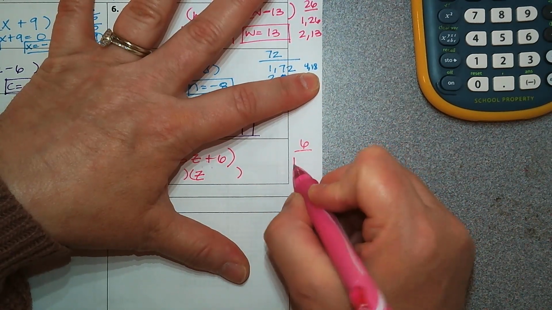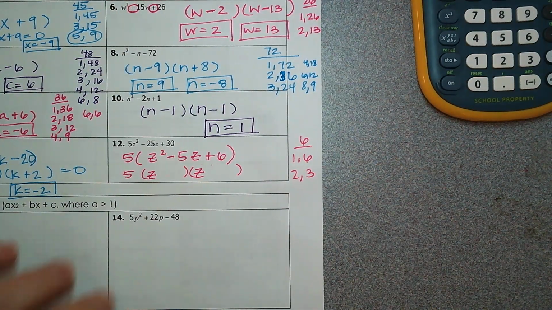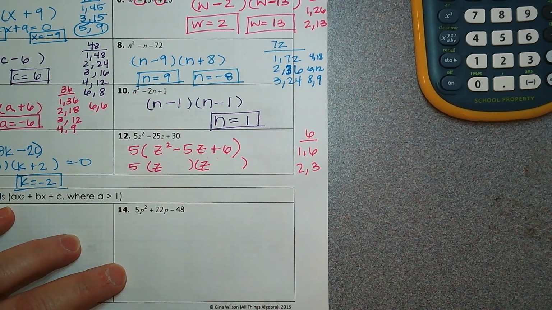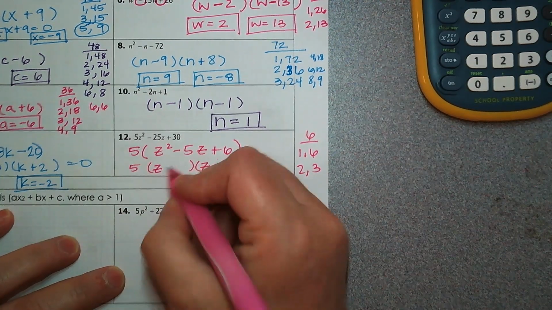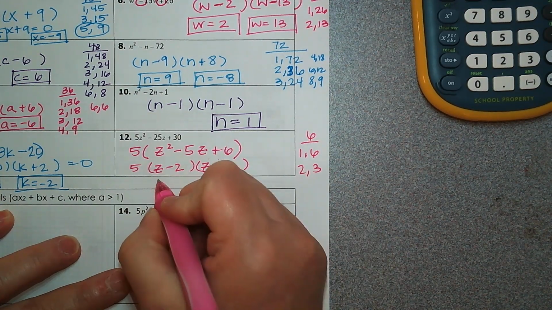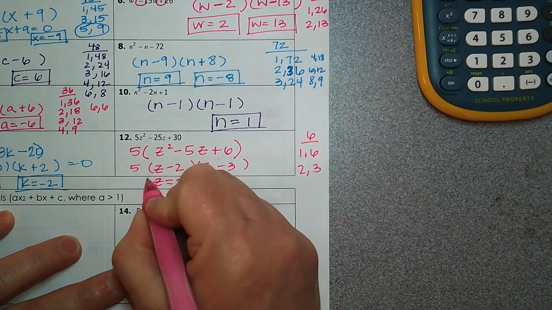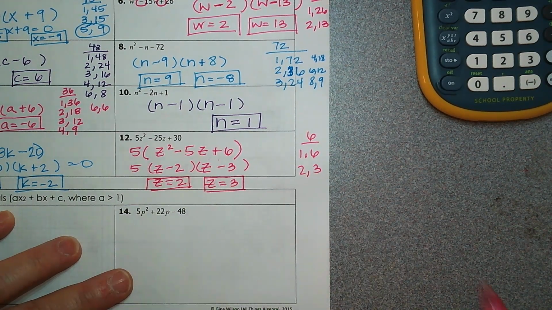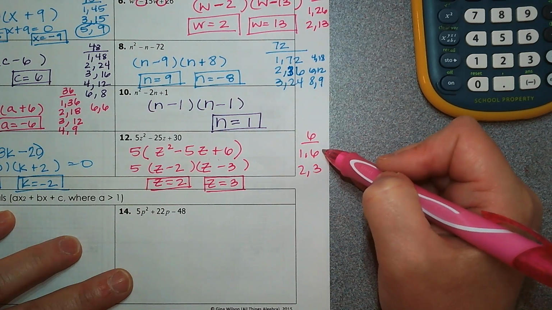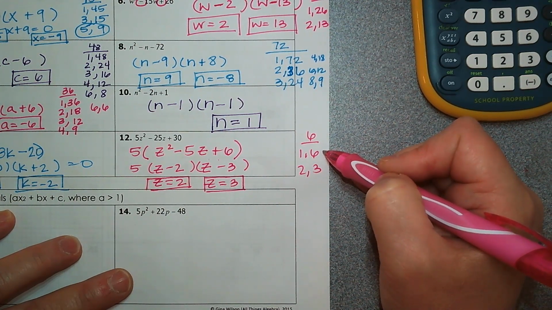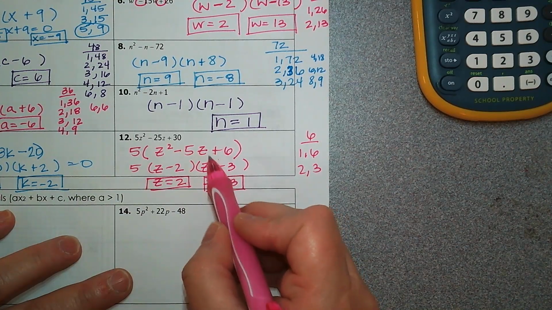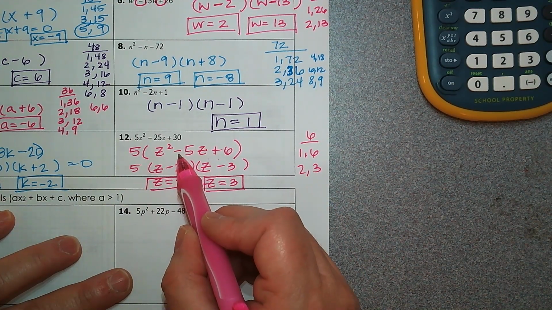What are the factors of 6? Yes, negative 2, negative 3. So what are my solutions? The opposite of what's in my parentheses. Why is it negative 2 and negative 3 and not negative 6, positive 1? Because this sign right here tells me that both signs have to be negative.